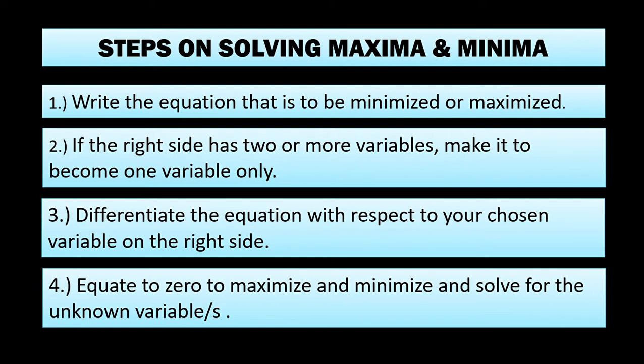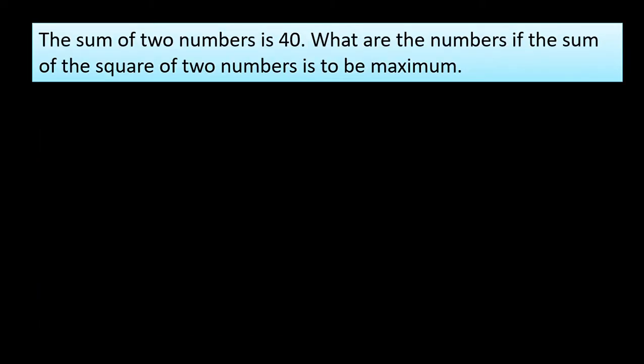So for example, this problem: the sum of two numbers is 40. What are the numbers if the sum of the squares of the two numbers is to be maximum? These two numbers are represented by variables, none other than x and y. In the first sentence, the sum of two numbers is 40, this is just x plus y is equal to 40.